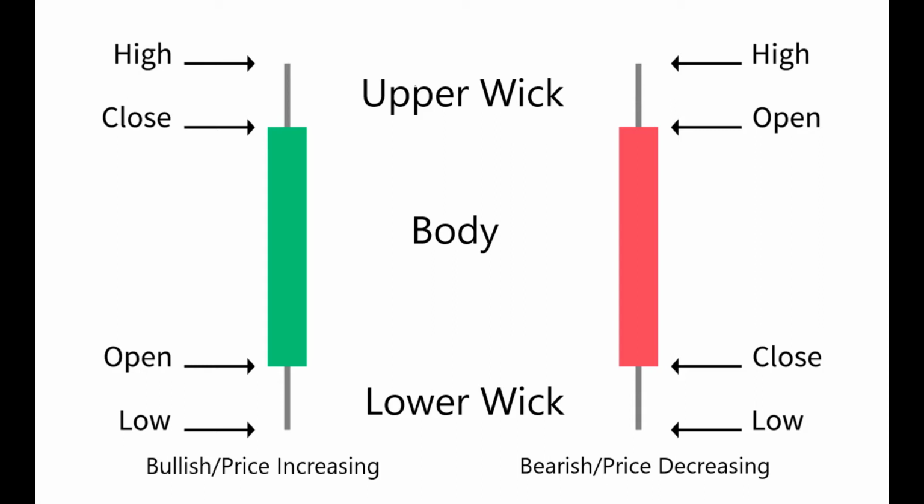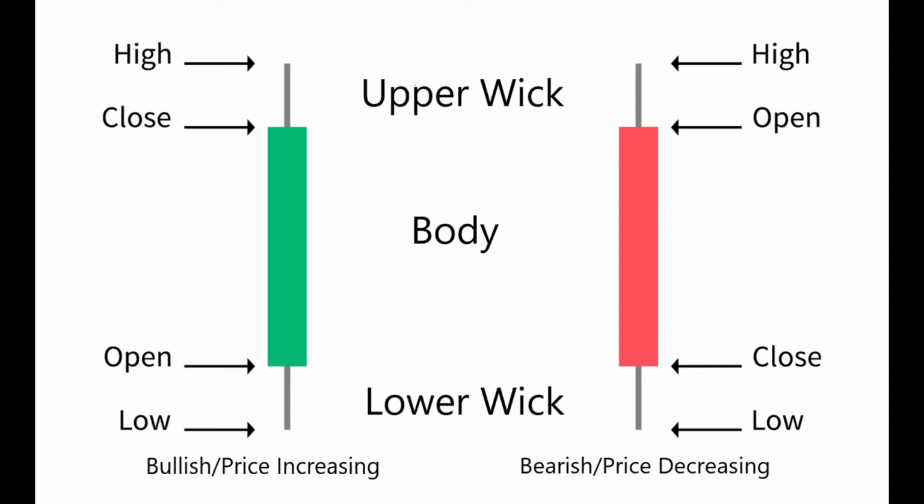Please note that the open and close vary from a bullish candle to a bearish candle. In a bullish candle, the open will be found at the bottom of the candlestick's body, and the close can be found at the top of the body. As for a bearish candlestick, the open is found at the top of the body, and the close can be found at the bottom of the candlestick's body.